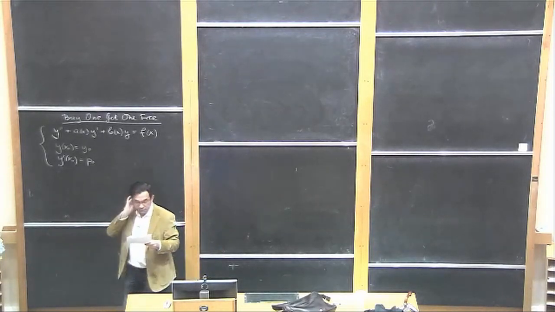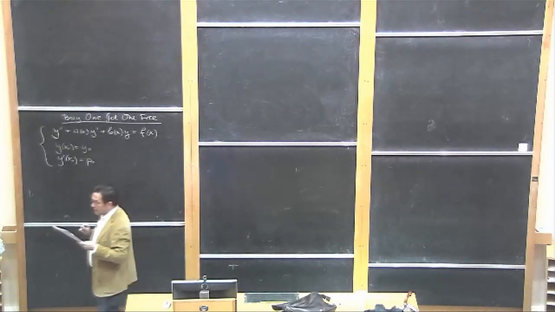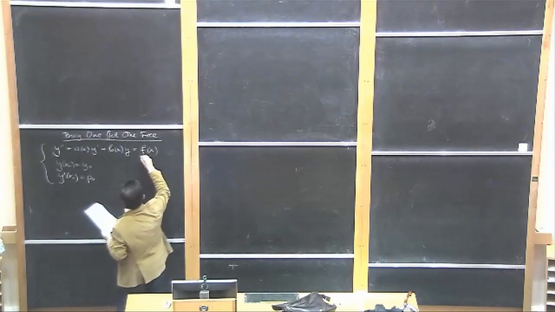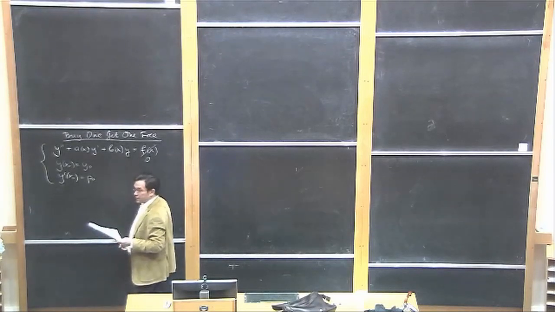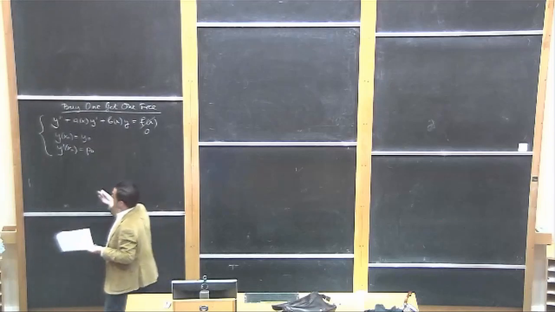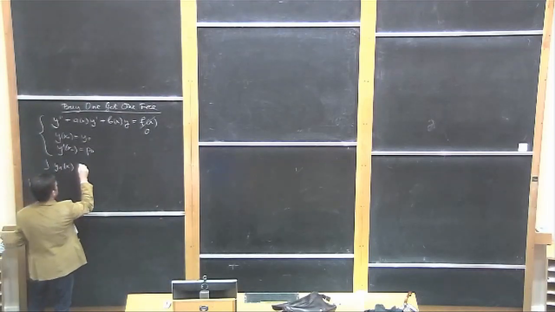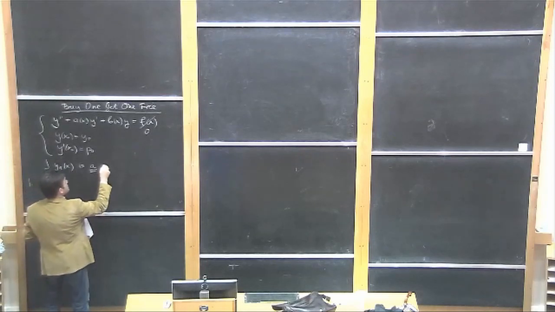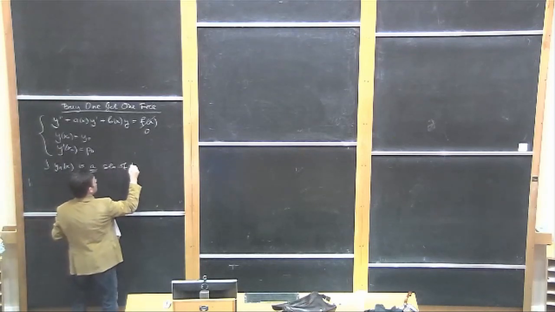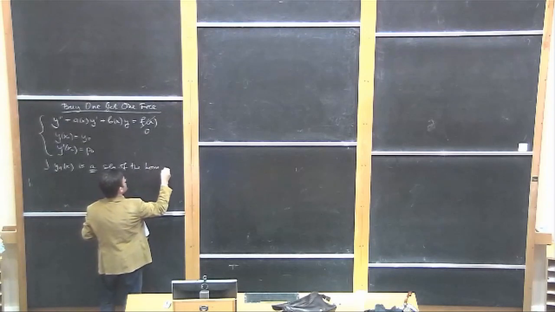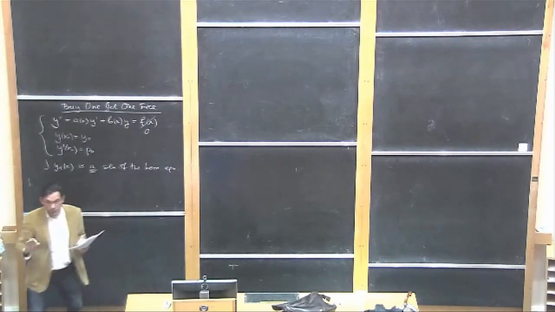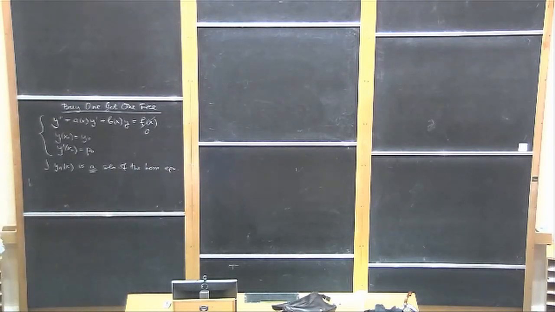Okay? So the homogeneous equation means we temporarily set this to 0 and look at this equation, and let's imagine that y1 of x is a solution of the homogeneous equation. And how you obtain that is nobody's business.